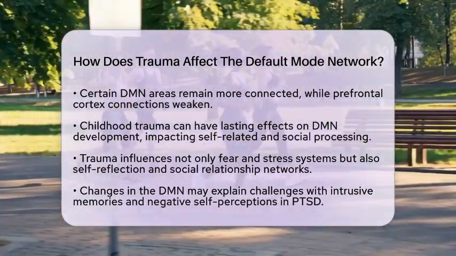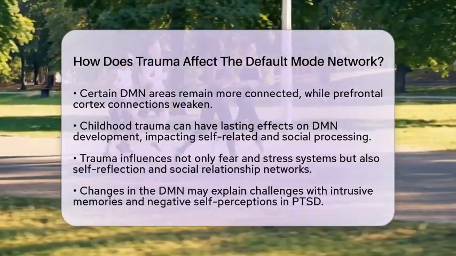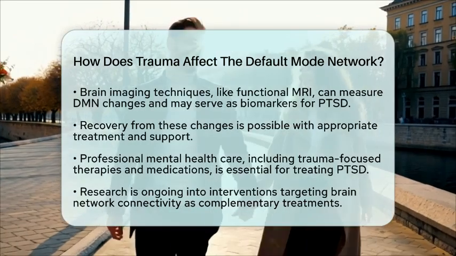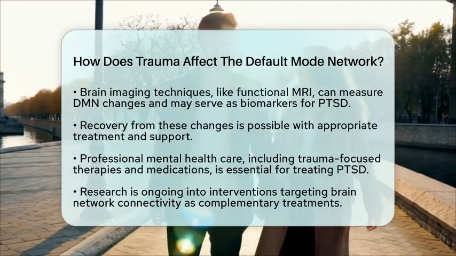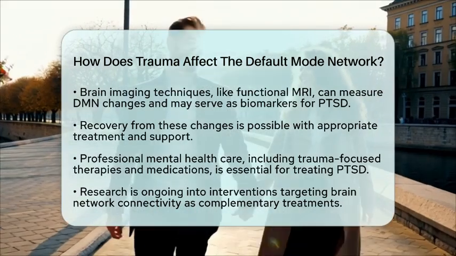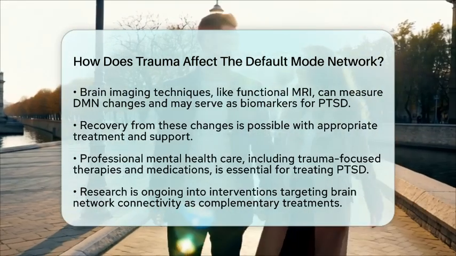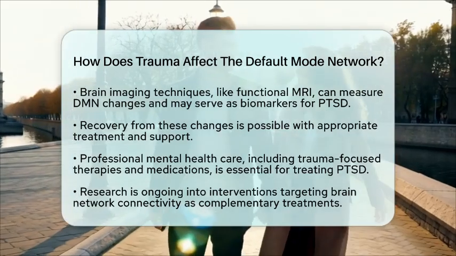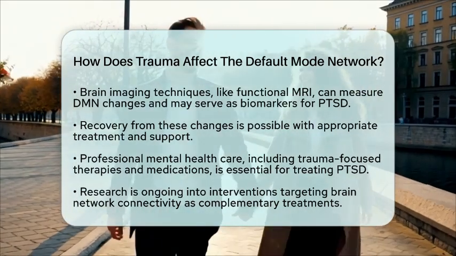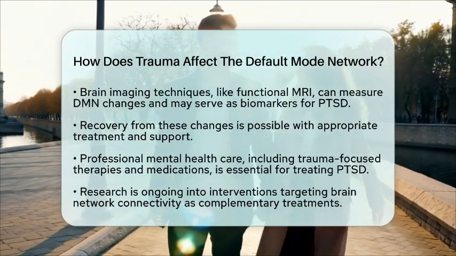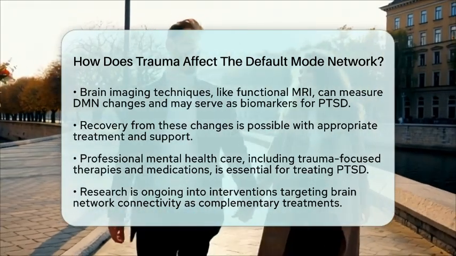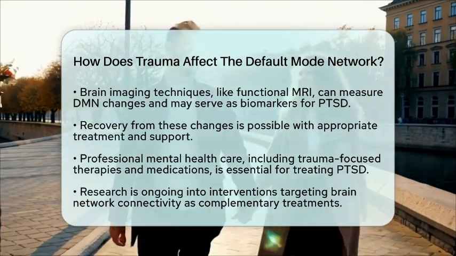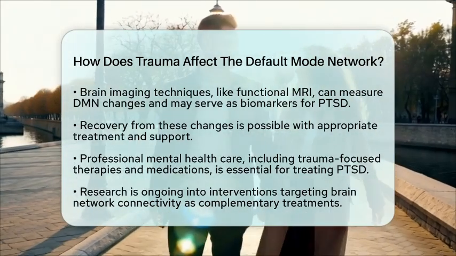It is essential to recognize that while these changes are observable, recovery is still possible. The brain has an incredible ability to adapt and heal, especially with appropriate treatment and support. Professional mental health care, including therapies like trauma-focused cognitive behavioral therapy and medications when necessary, remains the standard for treating PTSD. Emerging research is also looking into whether interventions that target brain network connectivity could complement existing treatments, though these approaches are still under investigation.